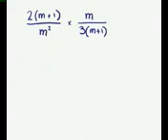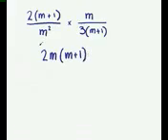Example 3, we have 2 brackets m plus 1 over m squared multiplied by m over 3 brackets m plus 1. So first of all, multiplying the numerators, on the top here we're going to multiply by m. It doesn't matter which order we multiply, so what we have is 2m bracket m plus 1.